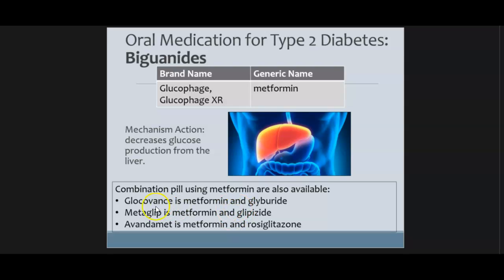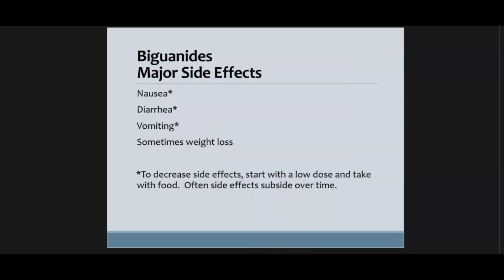Some of those are called Glucovance, which is metformin and glyburide. Metaglip is metformin and glipizide. Avandamet is metformin and rosiglitazone. I always like to say them 3 times in a row, and then I'll say it differently every time.